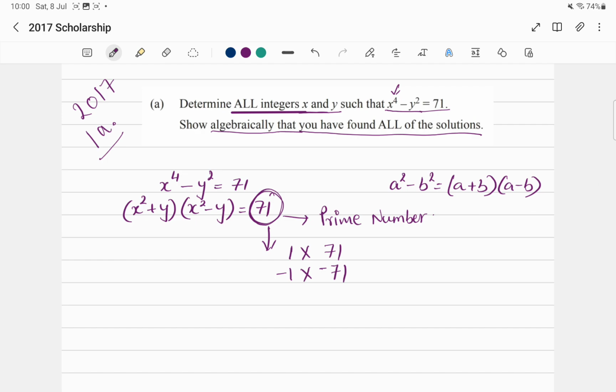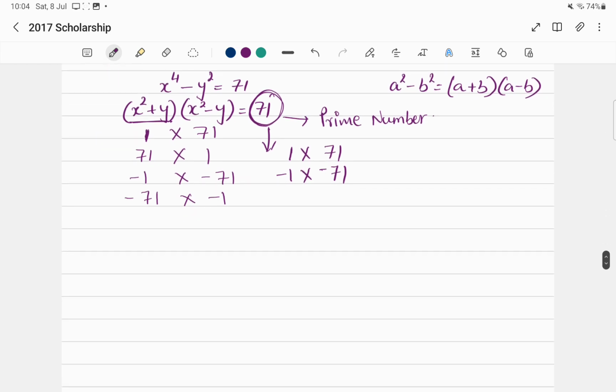Now we can have the first bracket as 1, so then the other bracket will be 71. Another possibility is the first bracket could be 71 and the next one 1. Or minus 1 and then minus 71, or minus 71 times minus 1. So there are 4 possibilities for this equation. Let's write all these possibilities nicely.